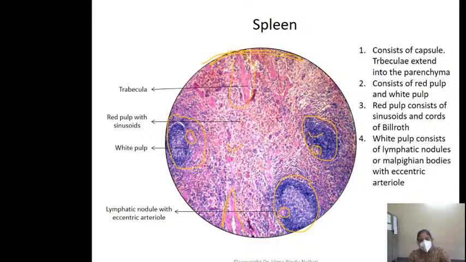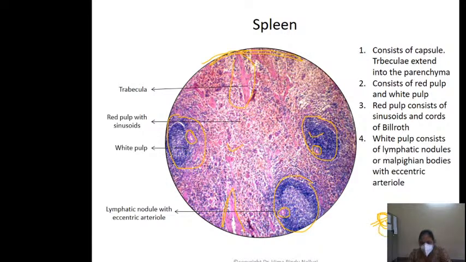In the white pulp, you need to identify these, also called the Malpighian corpuscles or the Malpighian bodies. This white pulp consists of the lymphoid follicles with an eccentric arteriole. Truly speaking, it is not an eccentric arteriole. To start with, initially there will be a blood vessel, an arteriole. Around this arteriole, you see the formation of the lymphoid follicle, aggregation of lymphocytes along this arteriole.